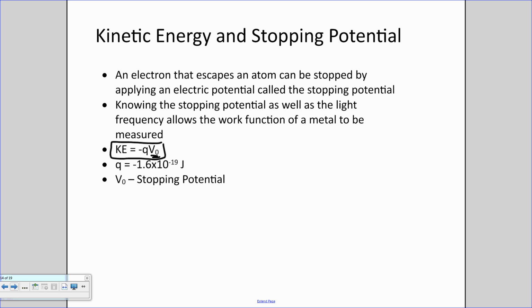So if you know its stopping potential, then you know the kinetic energy. And once you know the kinetic energy, you can find the cutoff frequency or the work function. q is the charge of an electron, 1.6 times 10 to the negative 19th. That should be coulombs. And V naught is your stopping potential. So once that electron escapes, the stopping potential is basically the amount of potential you need to make it stop.